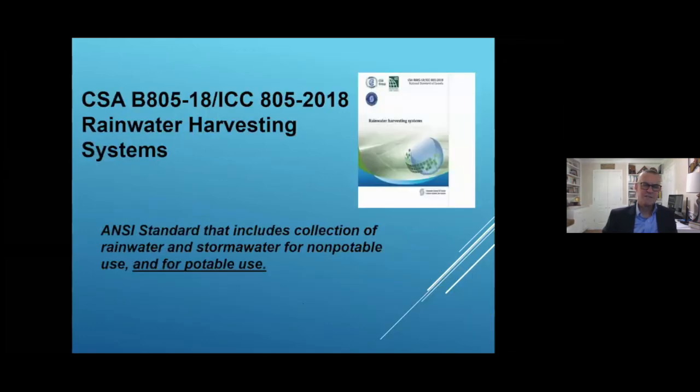I outlined that standard, the CSA 805 and ICC 805 system, as an alternate compliance path. It's available online and in hard copy, so you can get a copy of it. It does include some potable uses. So if you're in an area with droughts and they're looking for ways to overcome the challenges associated with drought, this might be a viable path for you to take a look at.